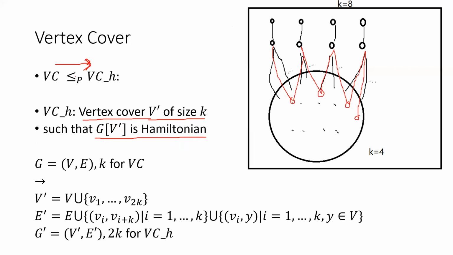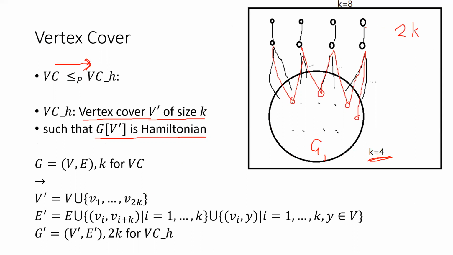So how can we reduce VC to VCH? If we have a graph G here for the VC problem, and we also have a K, suppose K is equal to 4, meaning that we want to find a vertex cover set of at most size k, size 4. And then we will add 2k vertices here.